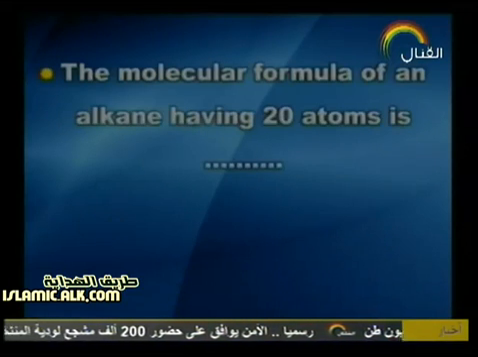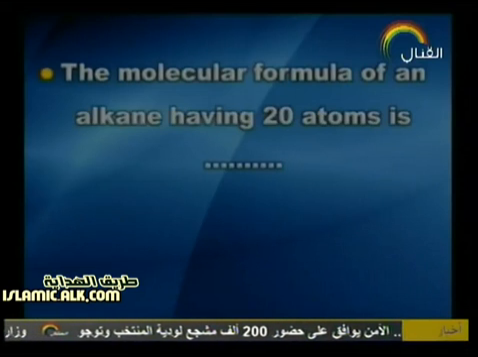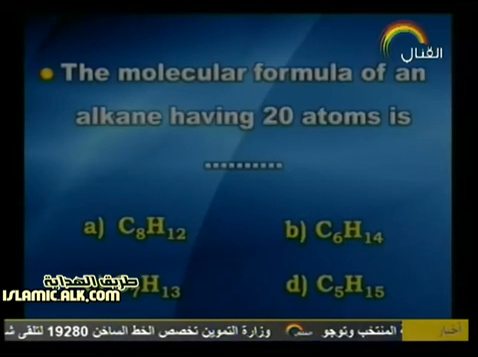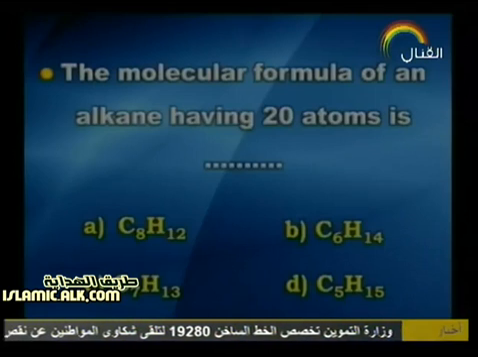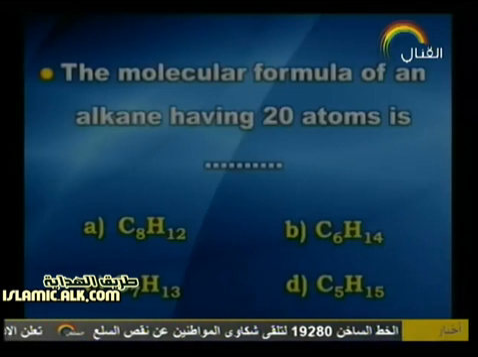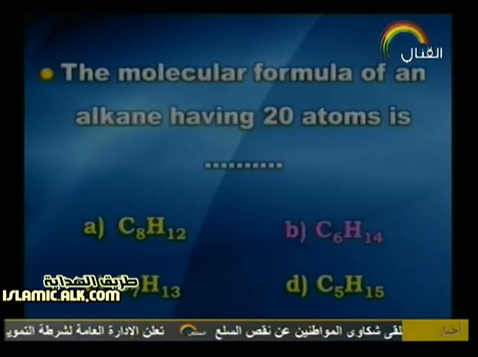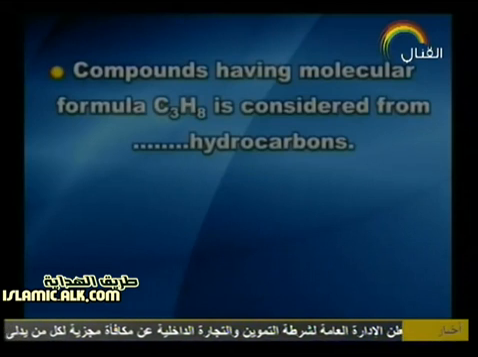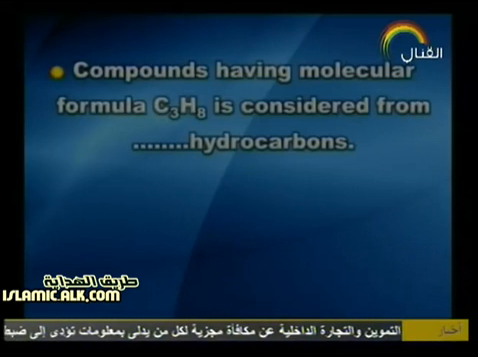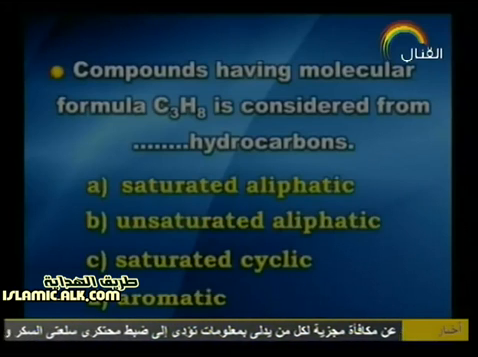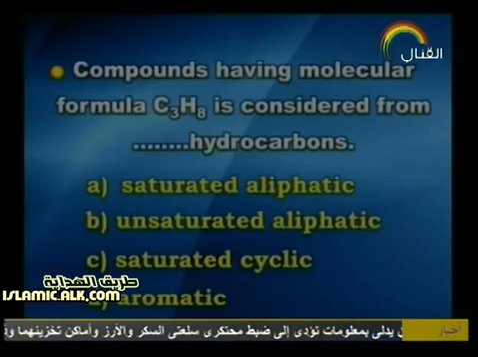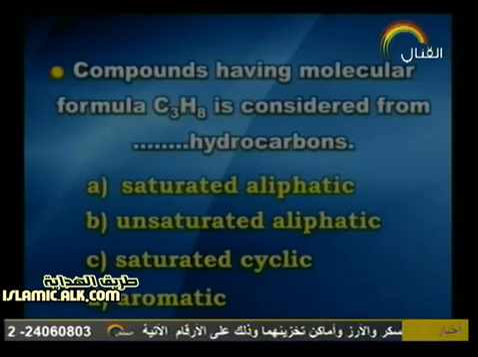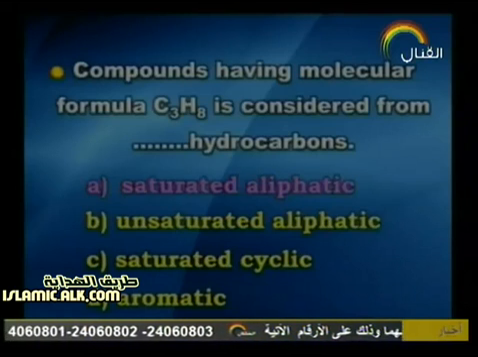The next point. The molecular formula of an alkane having 20 atoms is what? Is it C8H12 or C6H14 or C7H13 or C5H15? Yes, the answer will be C6H14. Next point. A compound having molecular formula C3H8 is considered what kind of hydrocarbon? Is it saturated aliphatic or unsaturated aliphatic or saturated cyclic or aromatic? If you apply the general formula, you will find that it will be a saturated aliphatic hydrocarbon.